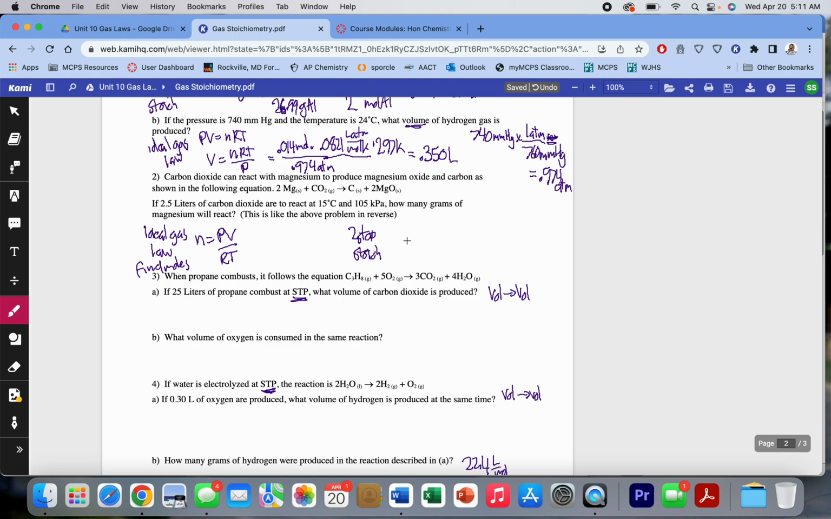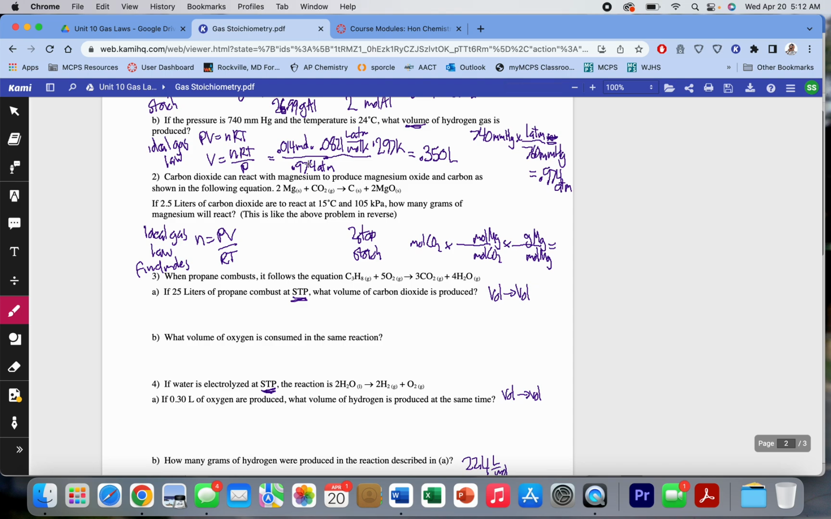And then I'll take those moles of carbon dioxide, and I'll simply cancel moles of CO2 and get moles of magnesium. And then I would simply use the molar mass to cancel moles of magnesium and get grams of magnesium. And that would be my final answer. So whatever I get from here in terms of moles will go in the front here. Okay, so we've set up that idea.